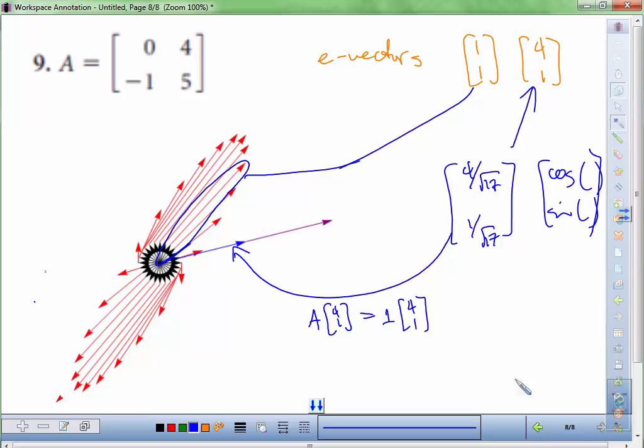So that helps you find. What about when there aren't any eigenvectors? If there aren't any eigenvectors, then you're not going to see anything that's pointing in the same direction. But can you give me an example that doesn't have any eigenvectors?